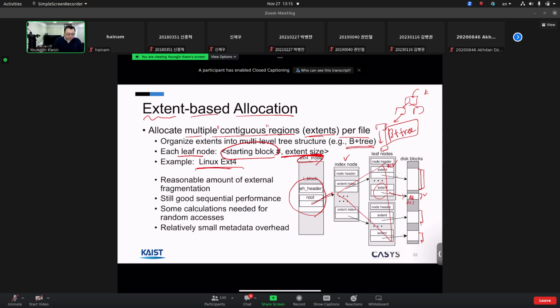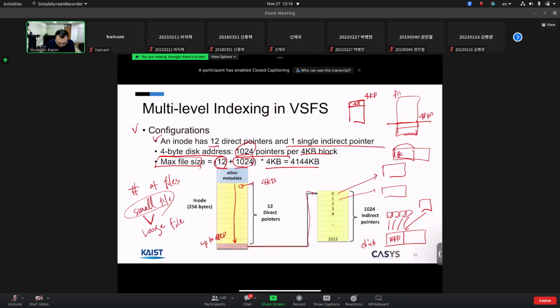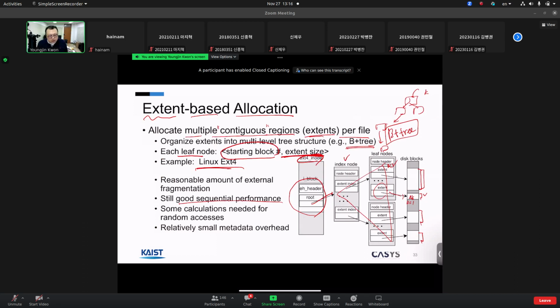When the file system is not fragmented and blocks can be allocated contiguously, extent-based indexing effectively reduces the size of the index, because it uses contiguity in the physical space. And it provides really good sequential performance. So compared to indexed allocation, why does extent-based allocation provide good sequential performance? Why do you think?